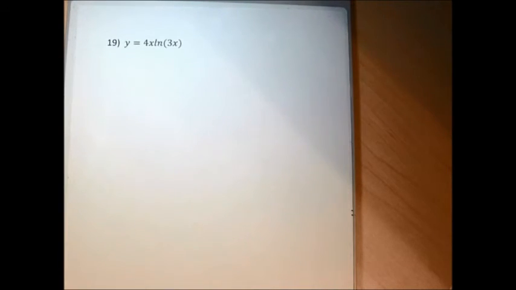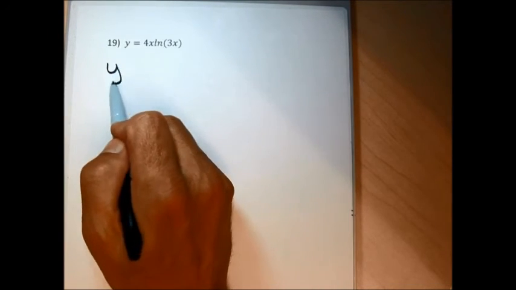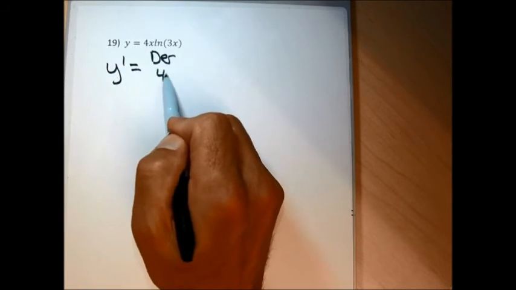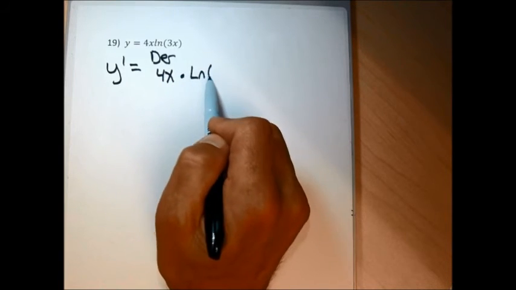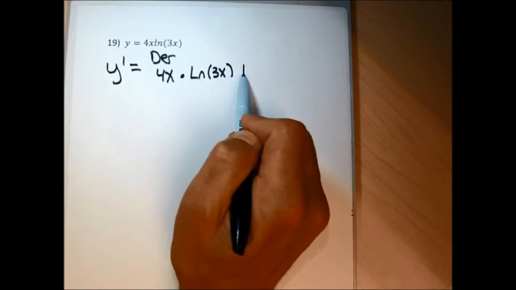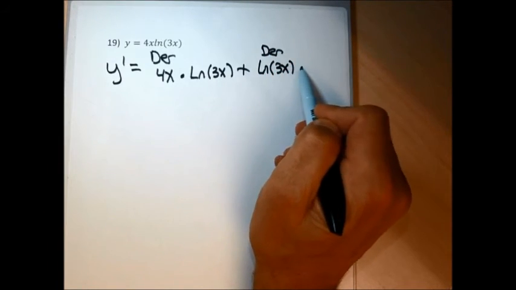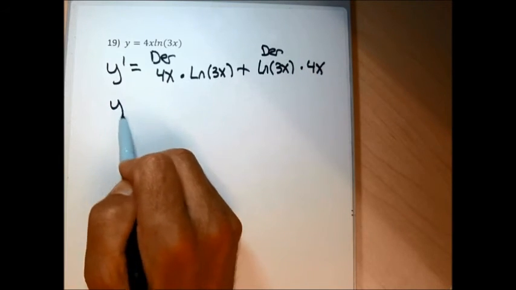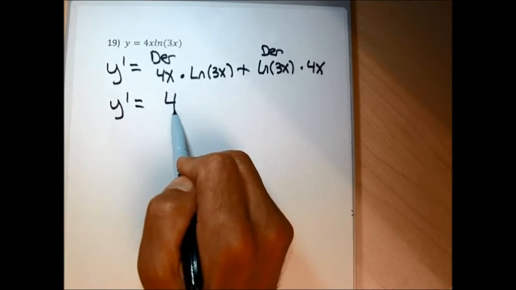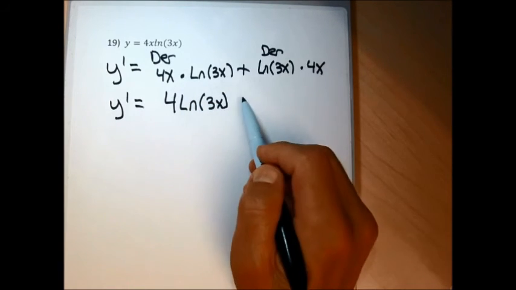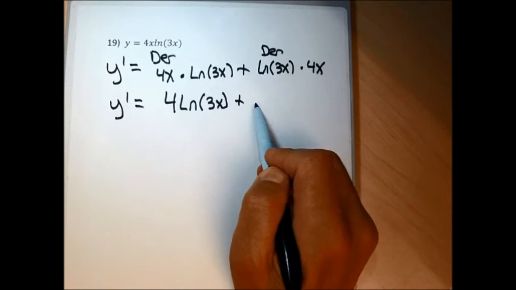19 is an ugly problem because it has the product rule and an ln in it. So it's going to be hard to simplify this. I'm going to write y prime equals, and it's product rule, so it's going to be the derivative of 4x times the ln of 3x plus the derivative of the ln of 3x times 4x. The derivative of 4x is just 4, and I'm going to leave the ln of 3x piece just how it was. And then the derivative of the ln of 3x, you form a fraction.